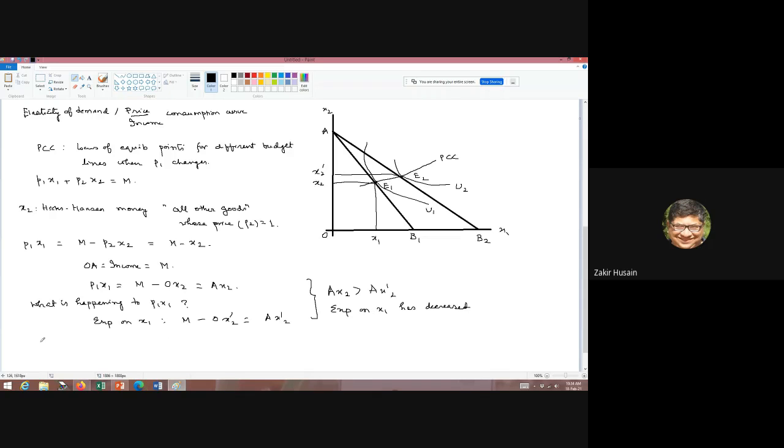তাহলে আমরা দেখছি in this case B1 থেকে B2 তে বেড়েছে। So what has happened to price? You can purchase more of x1. So price has fallen, right? As a result of this, expenditure on x1 has also fallen. Now the question is, what is price elasticity? Is it equal to 1, greater than 1, or less than 1?